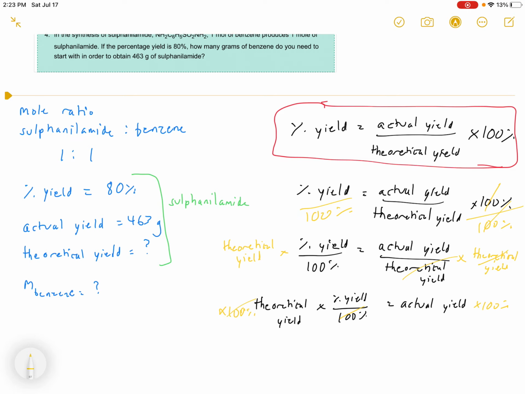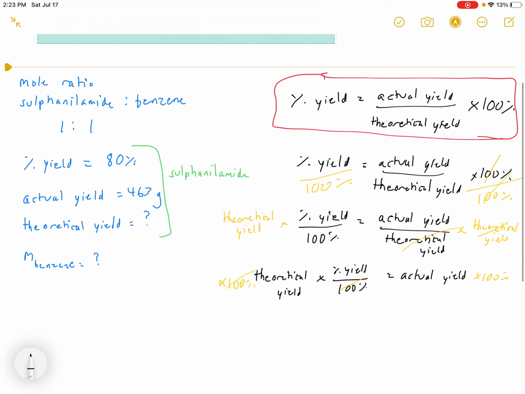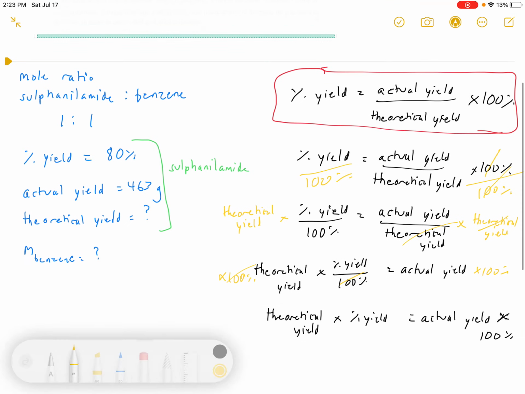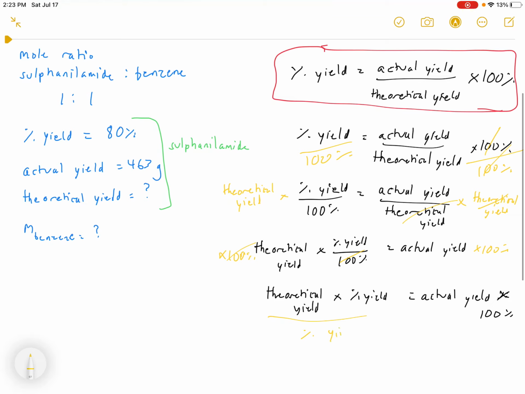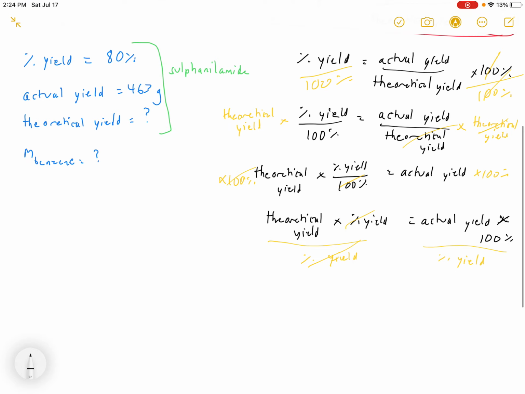Once again, multiplying both sides by 100%. Then we're left with theoretical yield times percent yield equals actual yield times 100%. Then we're going to divide both sides by the percent yield. And that's going to allow us to isolate theoretical yield on its own.